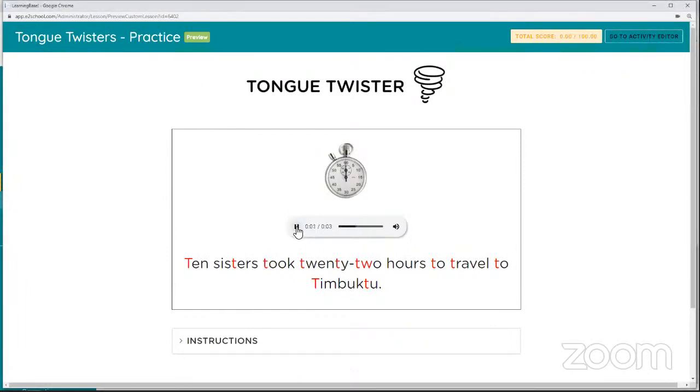Ten sisters took 22 hours to travel to Timbuktu. Repeat. Ten sisters took 22 hours to travel to Timbuktu.